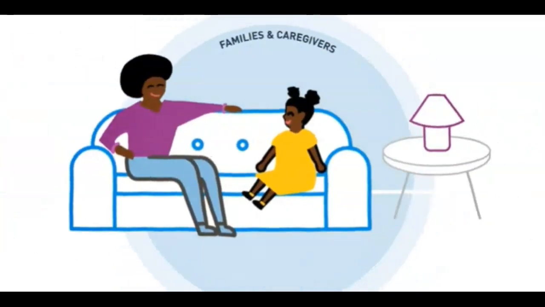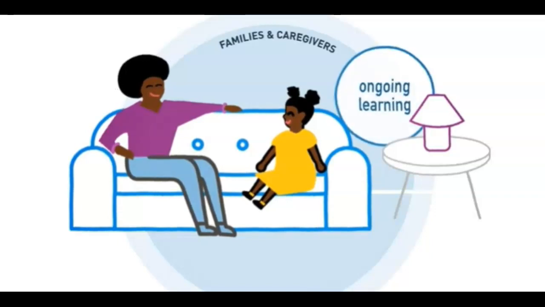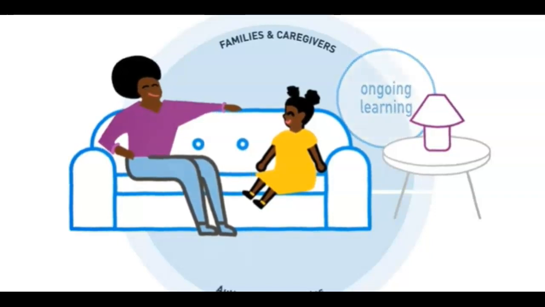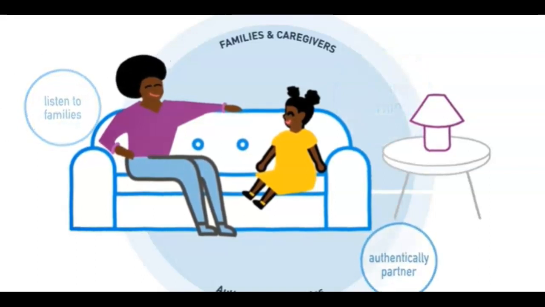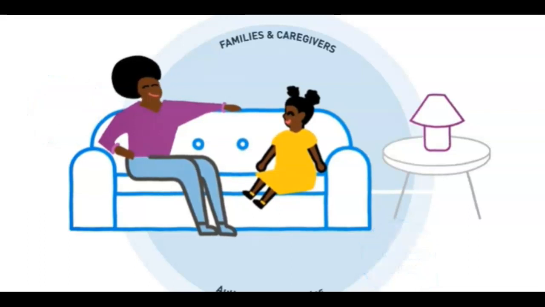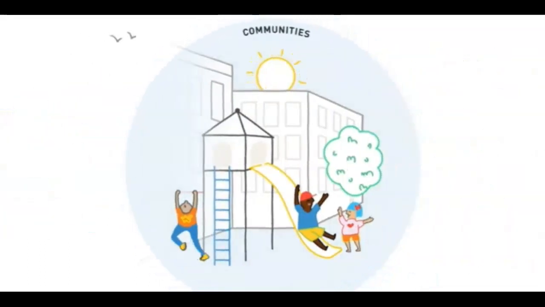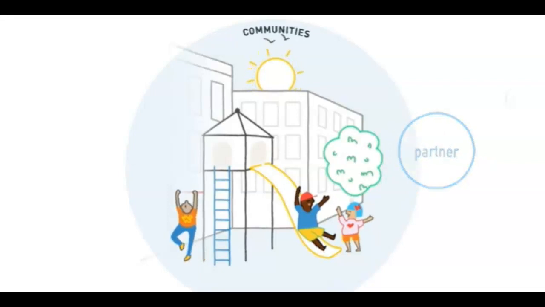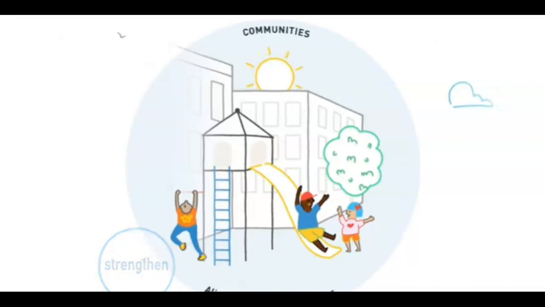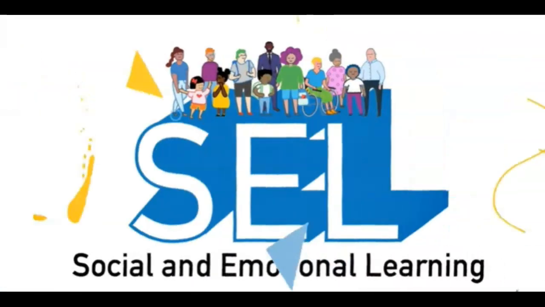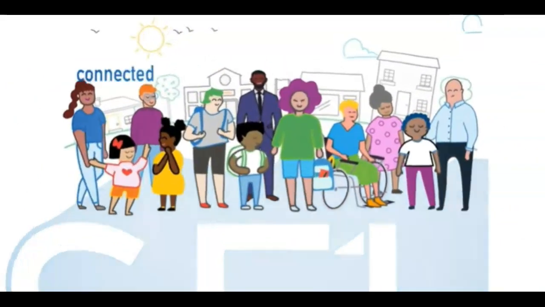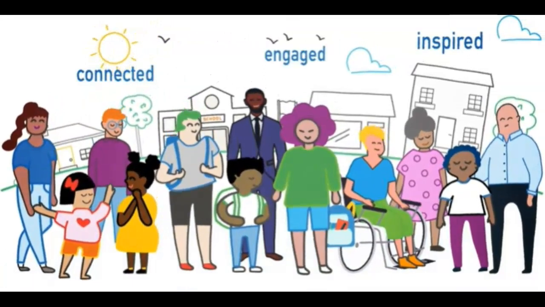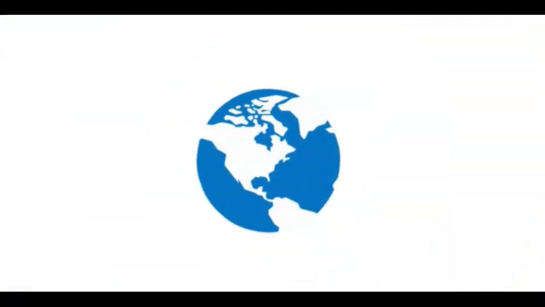Outside of school, families and caregivers provide the earliest and ongoing learning and interactions for their children, so it's important that schools listen to and authentically partner with families to help shape SEL priorities and strategies for supporting their children. Similarly, when schools partner with community organizations to align their efforts, SEL opportunities can be strengthened and students benefit even more. With SEL, we can help create schools and learning spaces where all young people feel connected, inspired, engaged, and ready to contribute to the world around them.